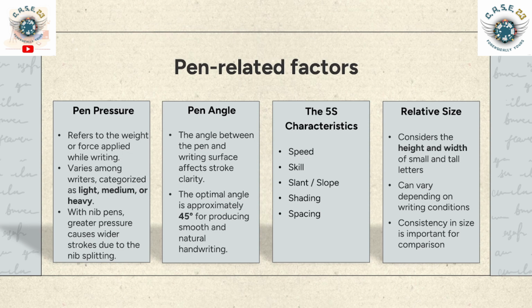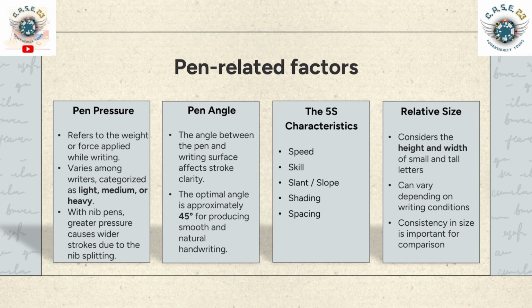So here the first point is pen pressure. This simply refers to how much force or weight a person applies while writing. Some people write very lightly and others press hard, almost carving into the page. Based on this, pressure is usually classified as light, medium, or heavy. If someone is using a nib pen, that is an ink pen, greater pressure can actually cause the nib to split slightly, producing wider, darker strokes. This kind of detail can help document examiners identify whether the pressure was consistent or fake.